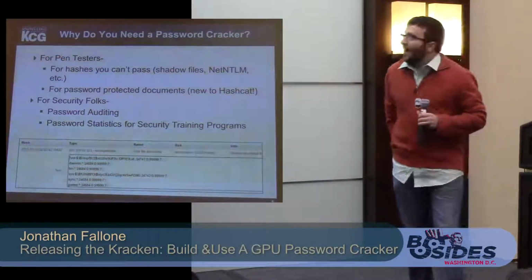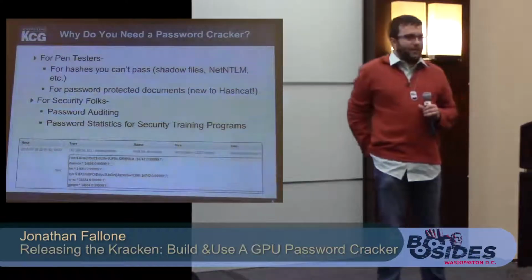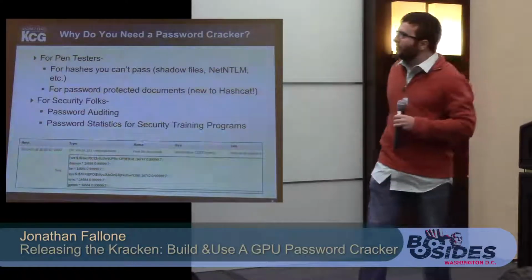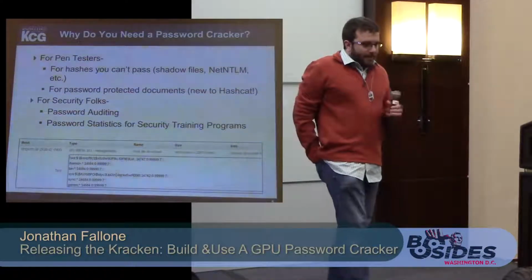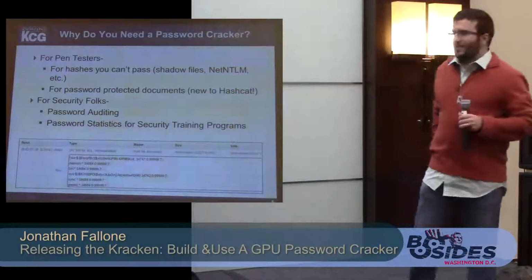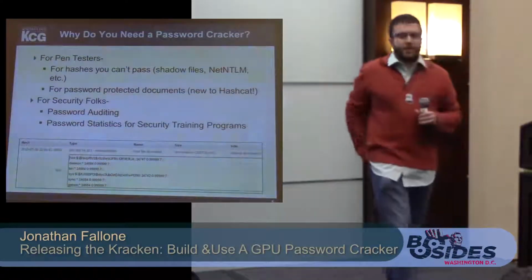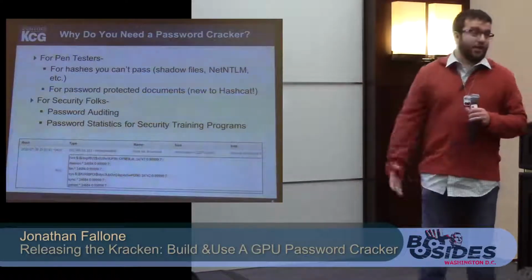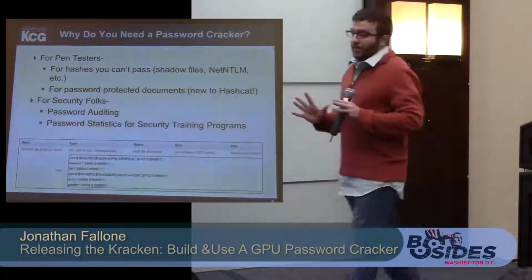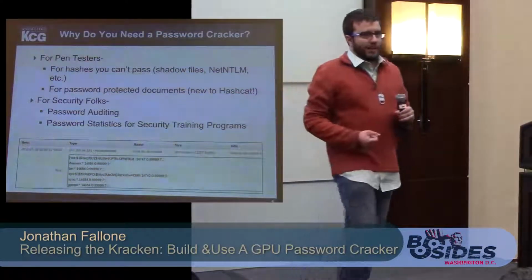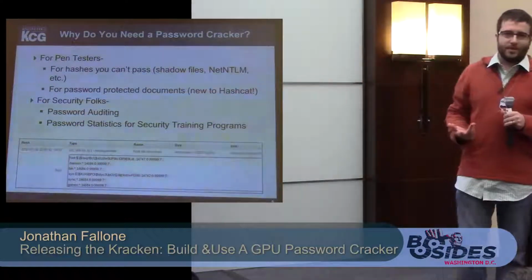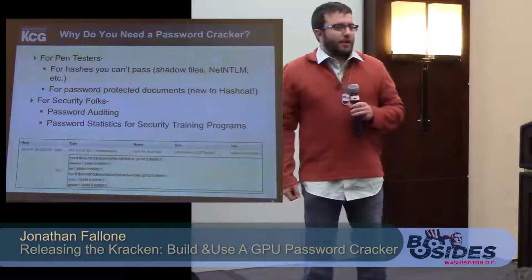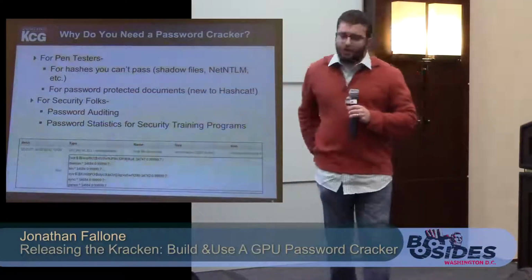For a pen tester, it's kind of obvious. We want to use it for all the hashes that we can't pass. Pass the hash is the greatest thing that has ever been invented since sliced bread. Thank you, Microsoft. But you can't pass every hash. You can't pass hashes from shadow files. If you're using the Responder tool from SpiderLabs, you cannot pass a NetNTLM hash. So you're going to need to crack them. Or, a recent feature, maybe in the course of your pen testing, you come across a password-protected document on some CEO's machine. Well, you can use Hashcat now to crack open those password-protected documents. It's a really nice feature.